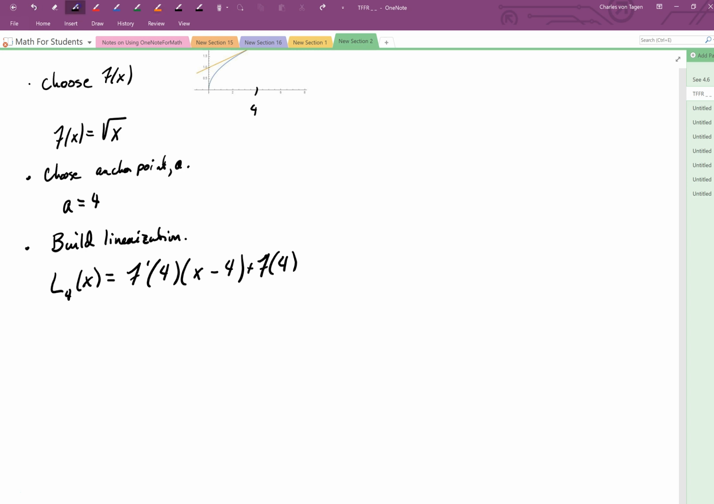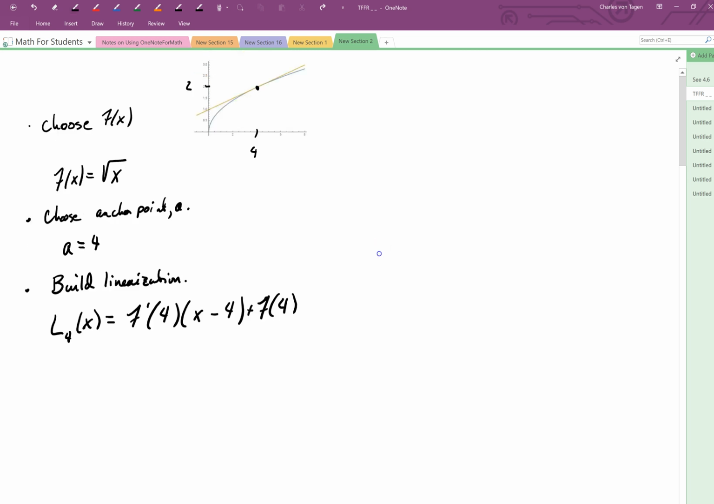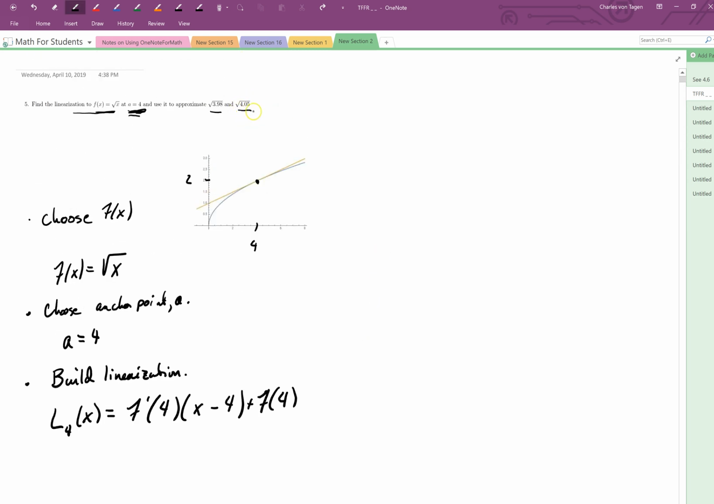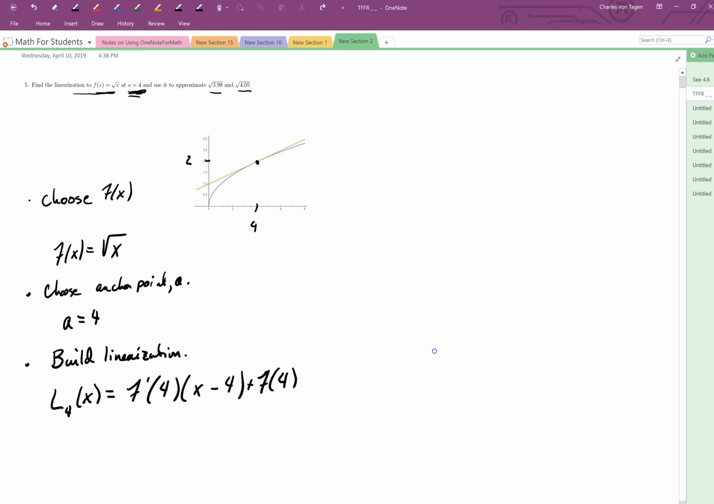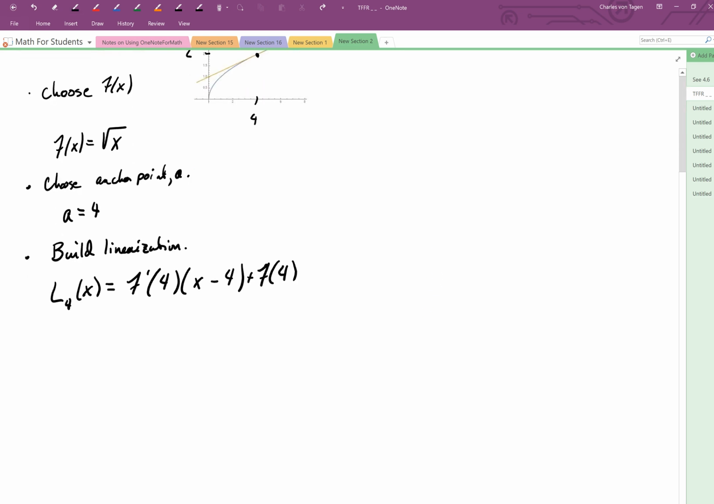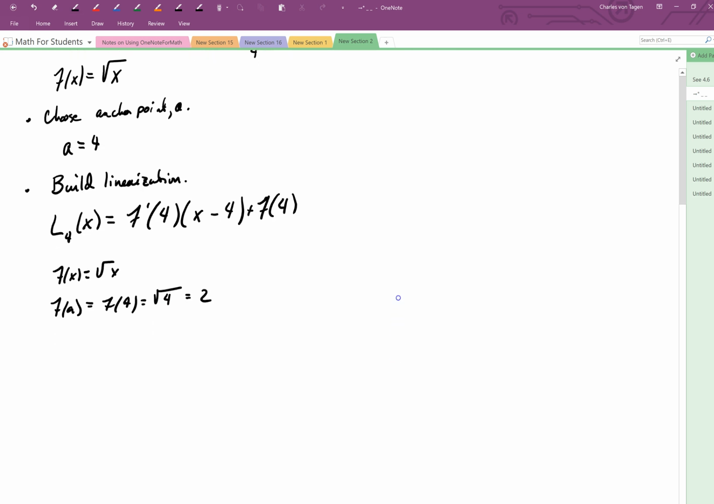Okay, so in order to use this function, now it's very clear. Where is the variable? Variable x is just this. So we're going to plug into this function both 4.05 and 3.98. Okay, so in order to use this, we need to determine what f prime of 4 is and what f of 4 is. Well, we said f of x is the square root of x, so f of a will be f of 4, which is the square root of 4, which is equal to 2. Then we also need to determine f prime of a.